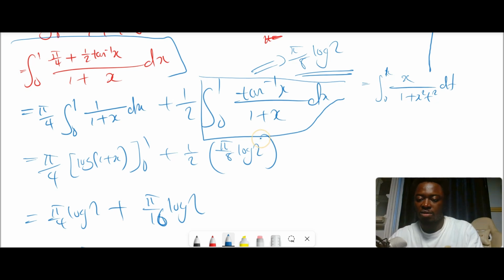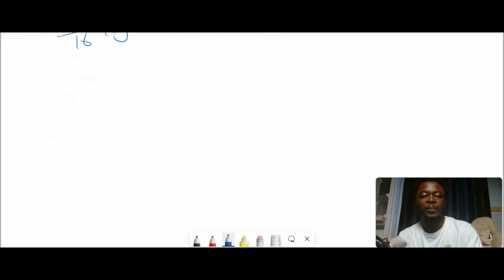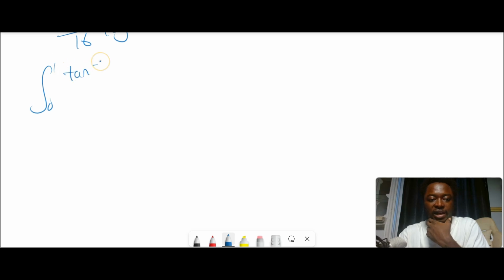So let's share the solution. It's very lovely. What we'll do is that we're going to write this integral from 0 to 1 of tan inverse of x, all divided by 1 plus x dx, in 2 parts. So we're going to put a half.